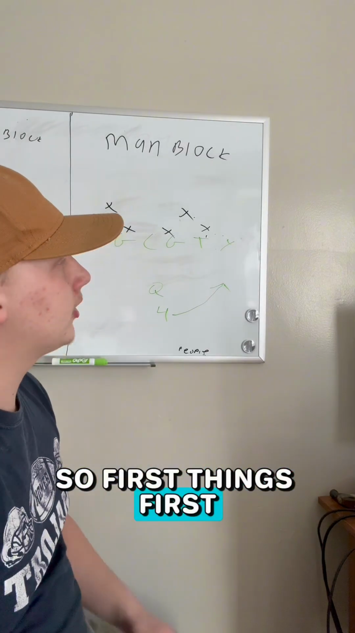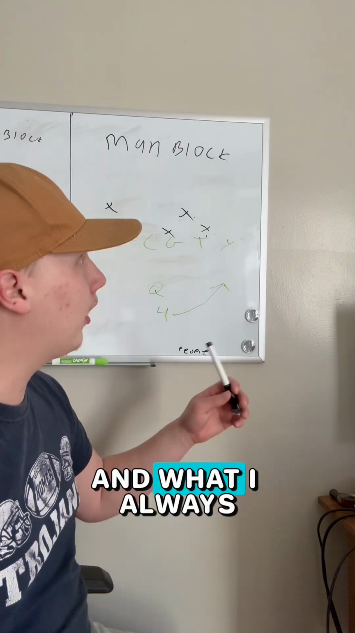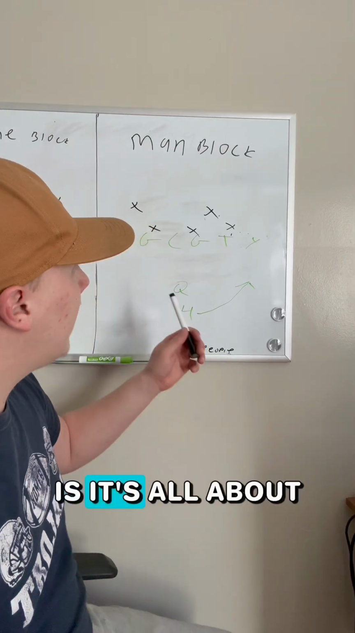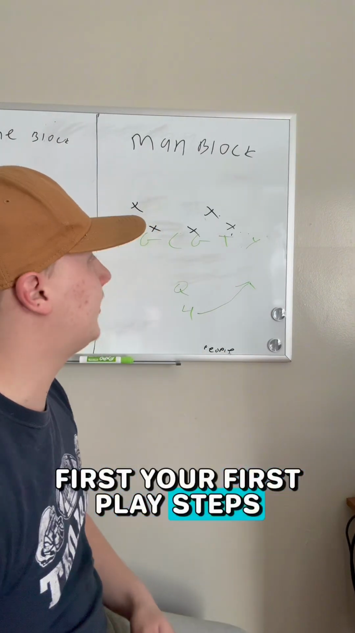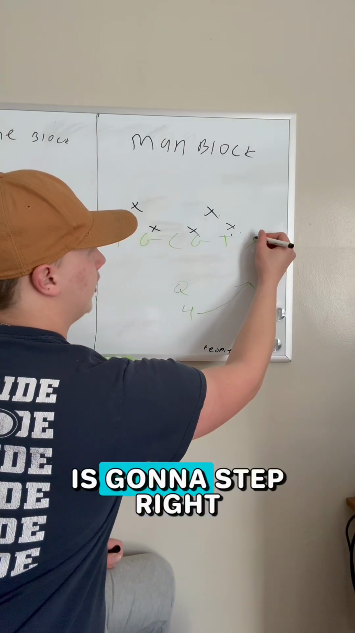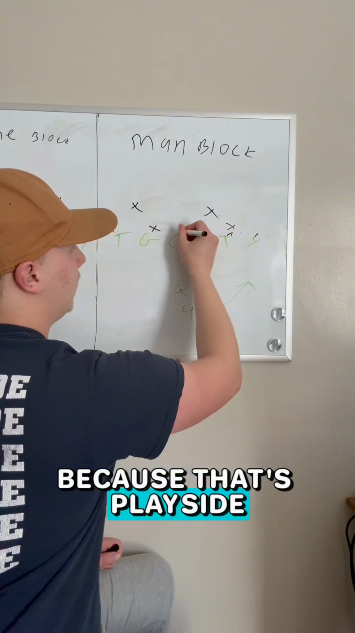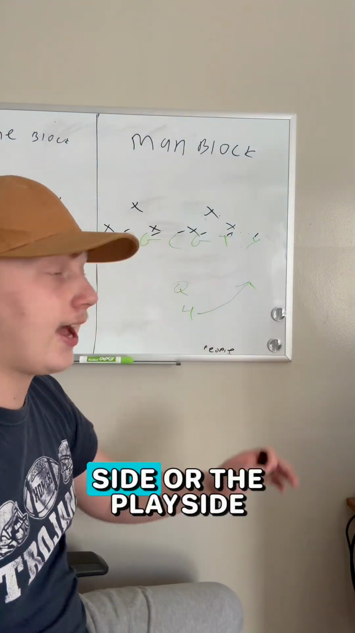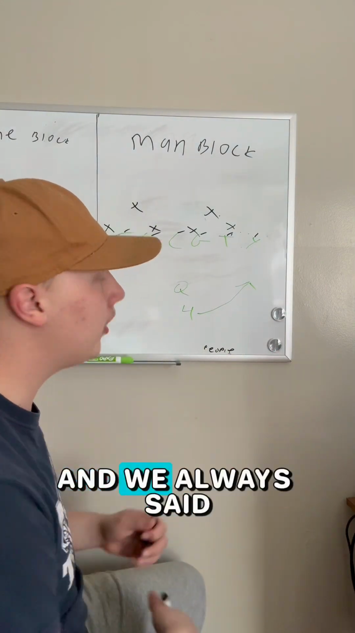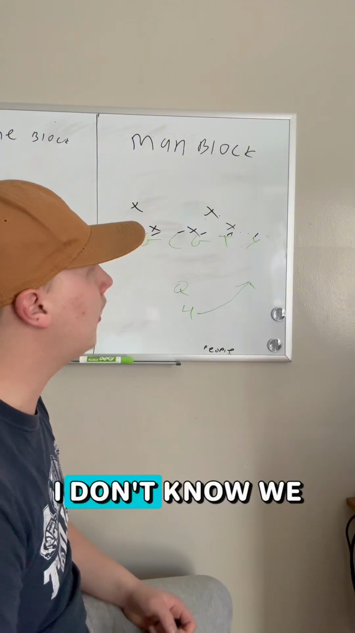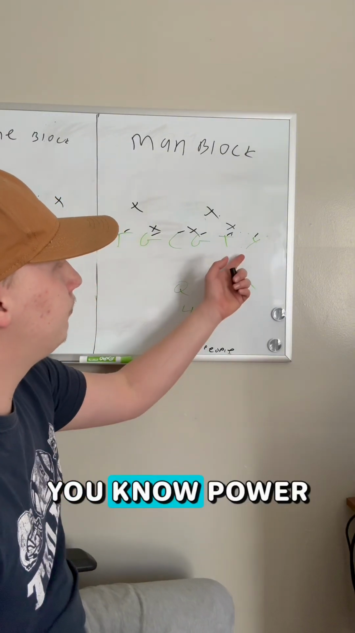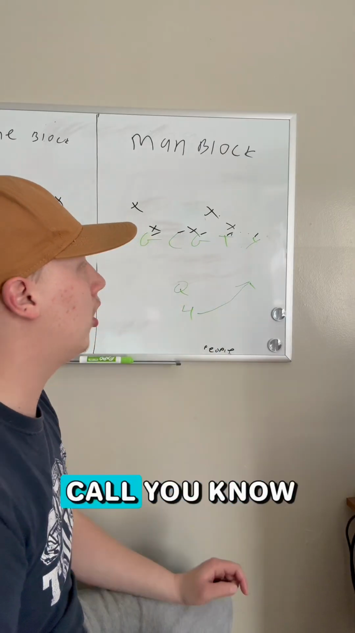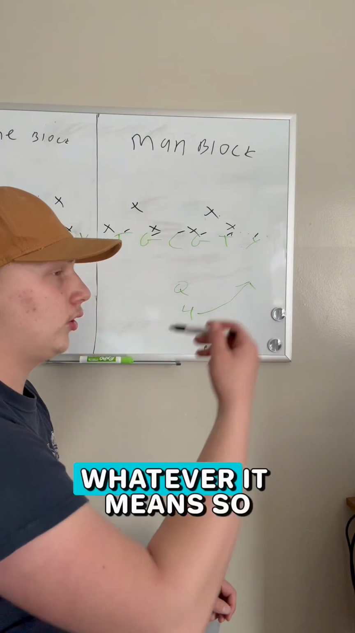So first things first, what I always coached and what I always learned as a player on man blocking is it's all about your first play steps. So everybody at first is going to step right because that's play side. So everybody's taking a step to the right side or the play side. And we always said power right or I right or whatever the formation was. And then we would call whatever it means.